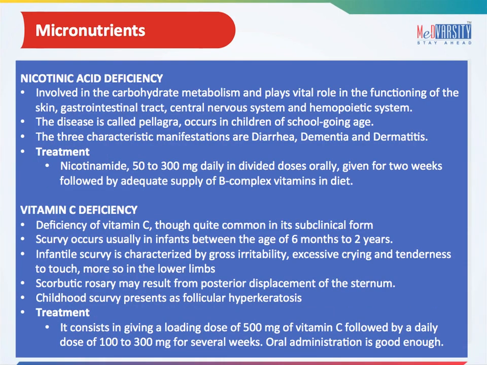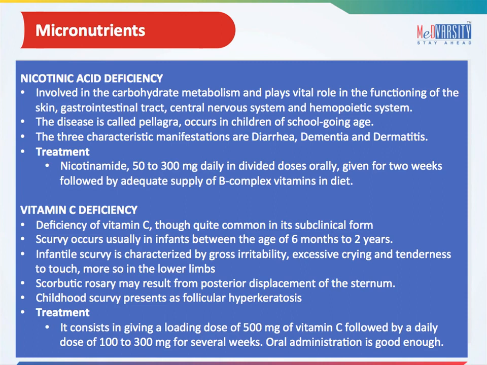Nicotinic acid deficiency. It is involved in carbohydrate metabolism and plays a vital role in the functioning of the skin, gastrointestinal tract, central nervous system, and hemopoietic system. The disease is called pellagra, and occurs in children of school-going age. The 3 characteristic manifestations are diarrhea, dementia, and dermatitis. Treatment: nicotinamide 50 to 300 mg daily in divided doses orally, given for 2 weeks, followed by an adequate supply of B-complex vitamins in the diet.